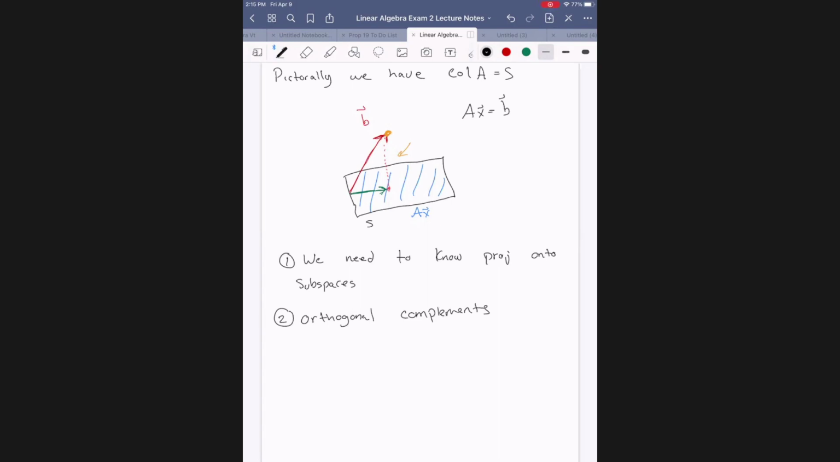Remember, what are we trying to do? We're trying to find the vector that minimizes the distance between... So we're trying to find this vector, x, that minimizes the distance between the red vector and that plane.